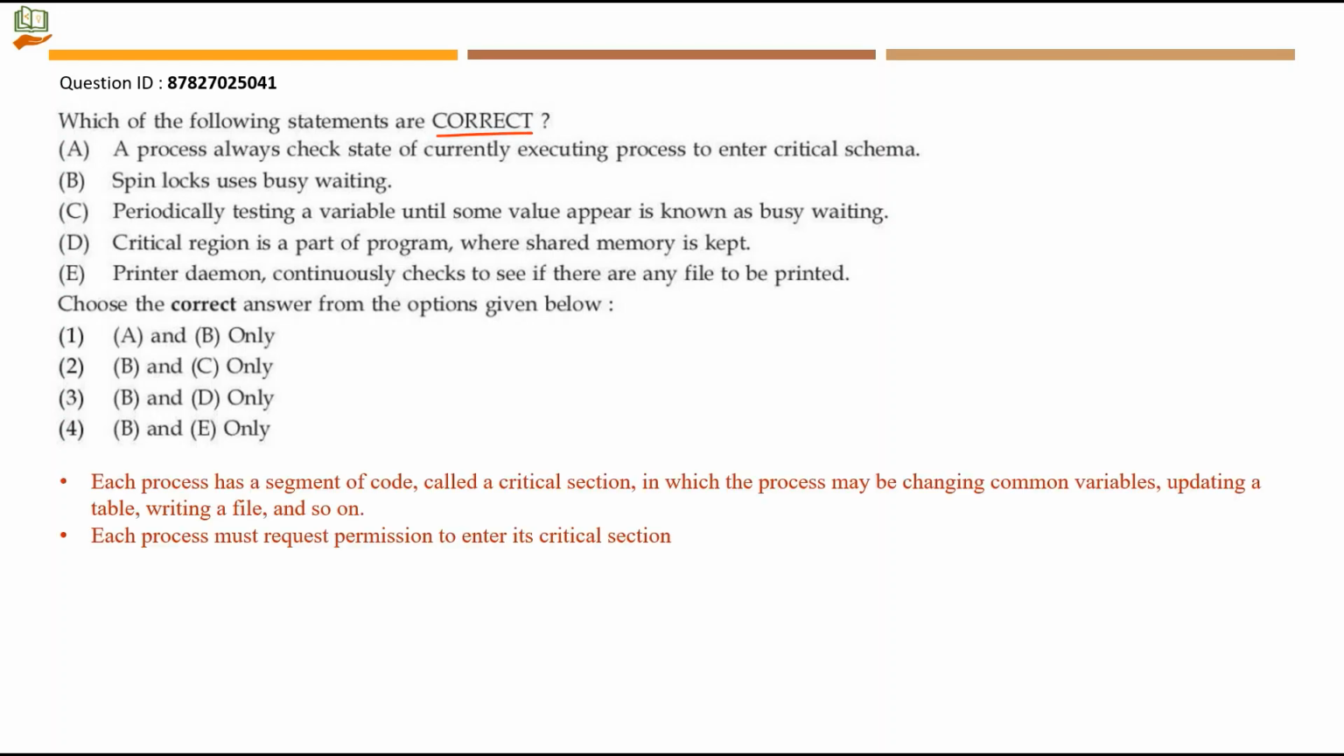Each process has a segment of code called a critical section, in which the process may be changing common variables, updating a table, writing a file and so on. So every process has to request permission to enter the critical section. A process always checks the state of the currently executing process to enter the critical section.